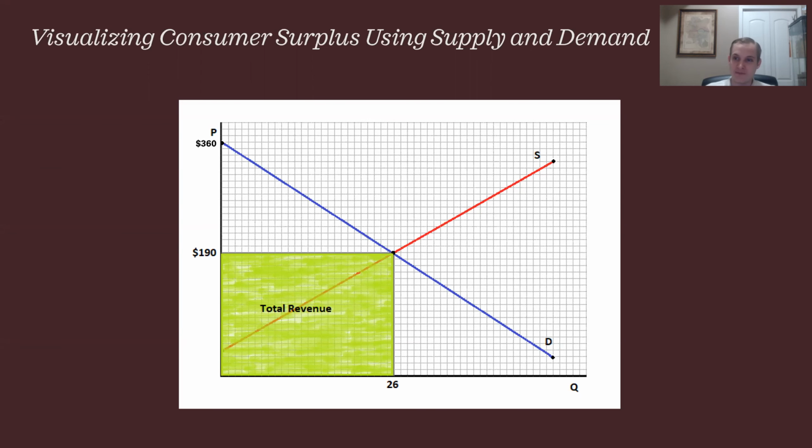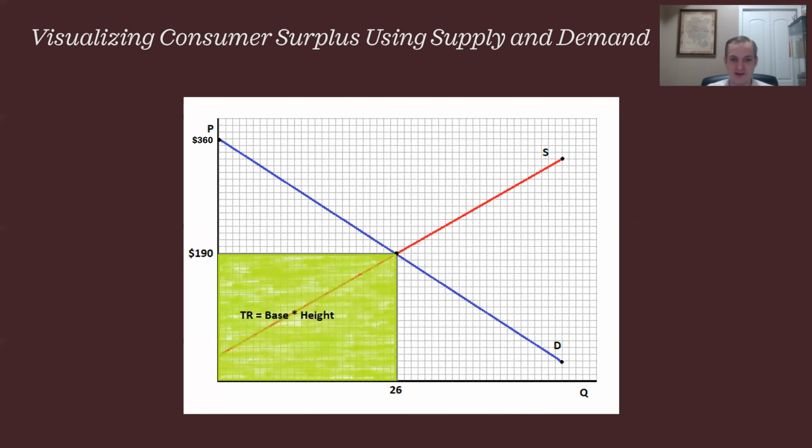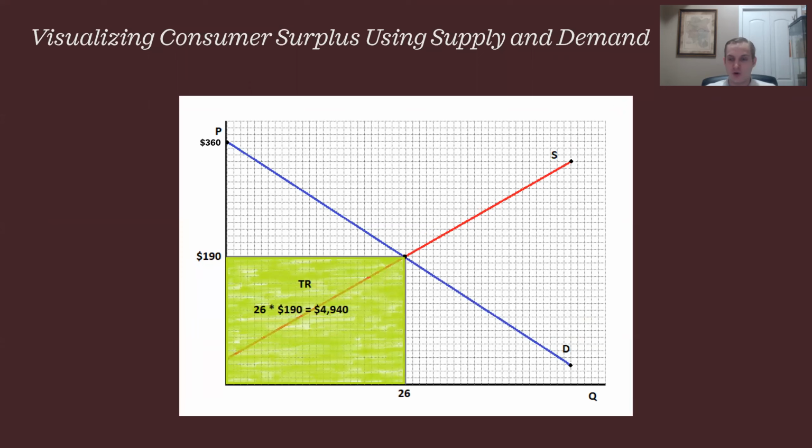But we're looking at the supply and demand model. Another way to think about this is to take base times height. So in this case, base would be quantity, and 26 would be our quantity or our base of this square. And then $190 would be the height of the square. So taking base times height or quantity times price gives us a total revenue of $4,940. Going back to our example of us being a video game store, that would be the total revenue that we gain per day from selling Nintendo Switches.